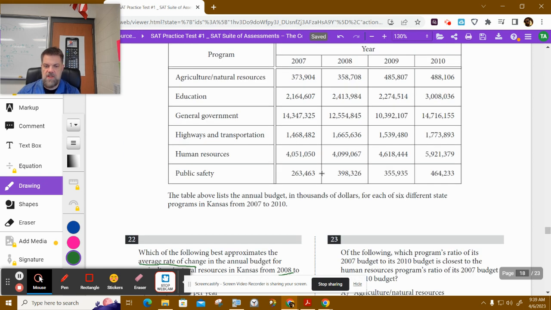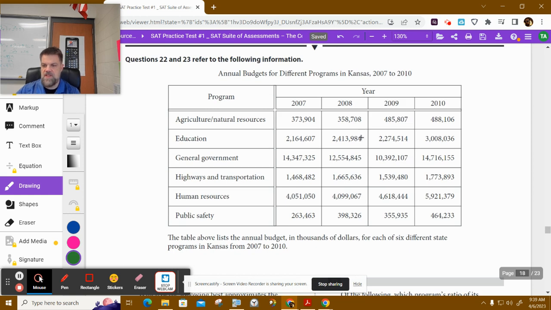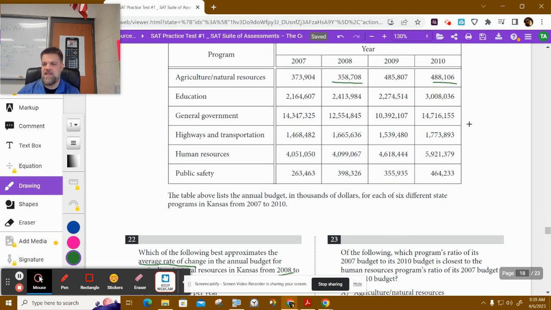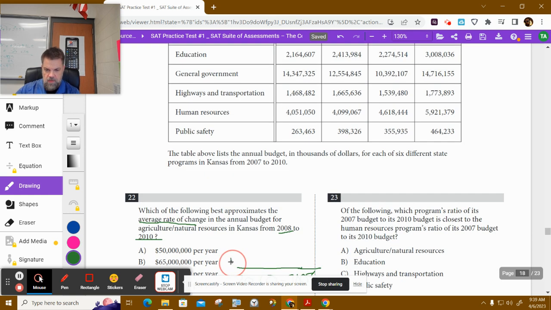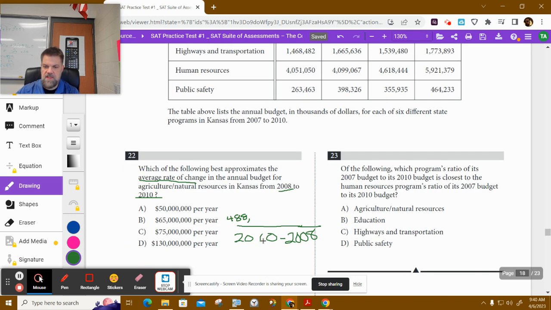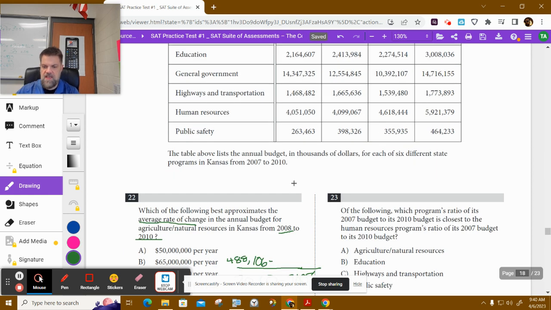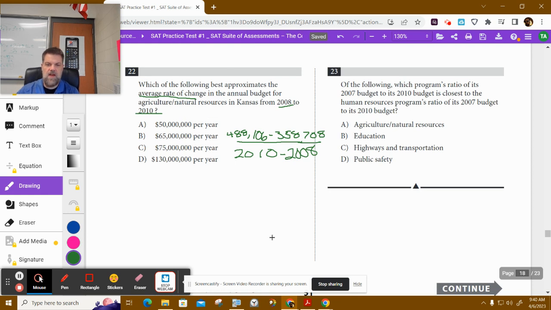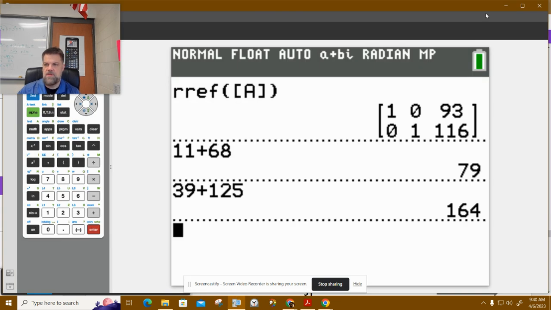Now I got to look up those values. So agricultural in 2008, I have 358,708, and then I have 488,106. So I'm going to say 488,106, because that's what it was in 2010, minus the 358,708. And you can plug that in the calculator, and that's what we will do.